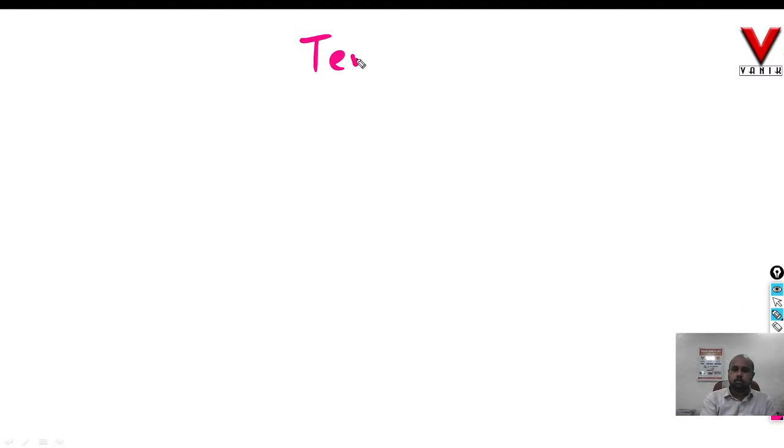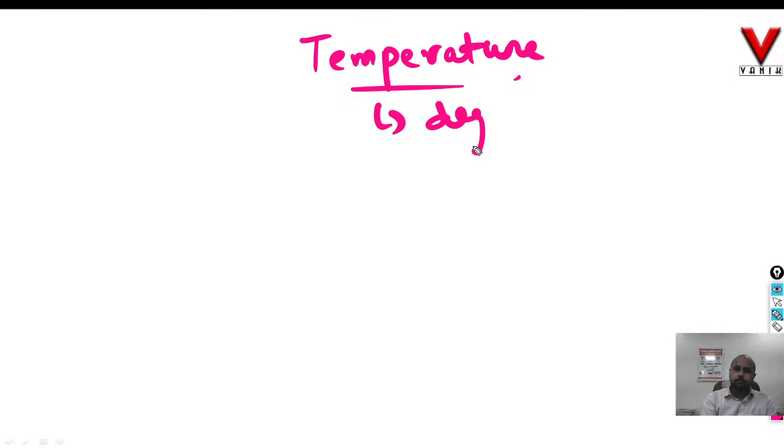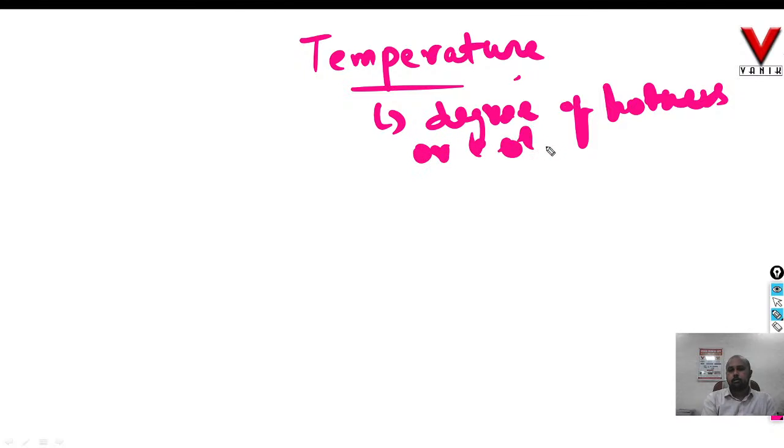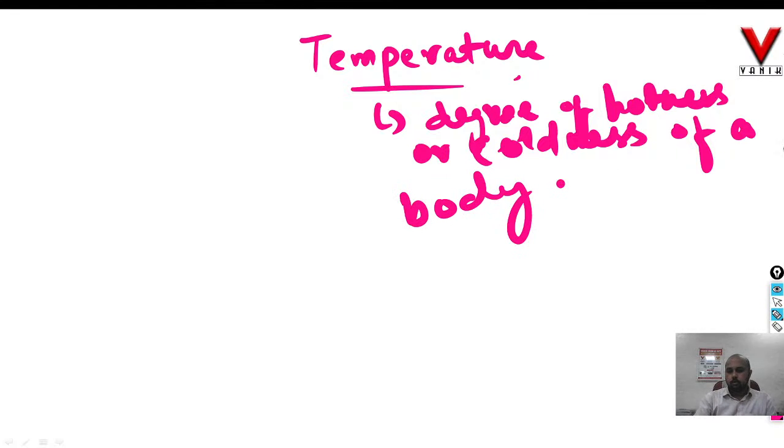temperature. One term known as temperature. So it is actually your degree of hotness or coldness of a body. Your degree of hotness or coldness of a body.